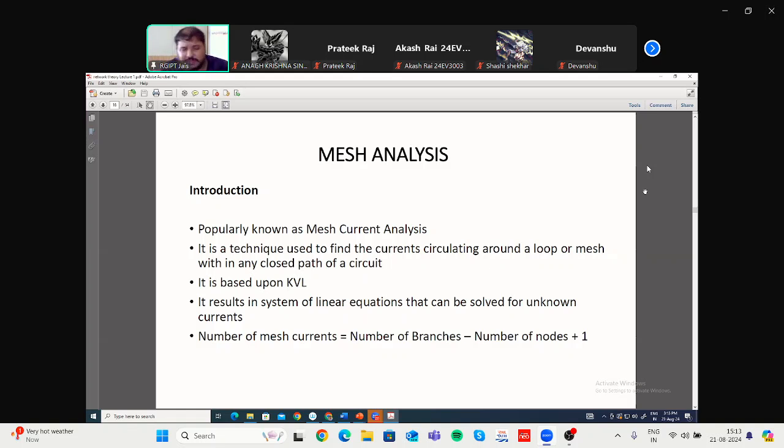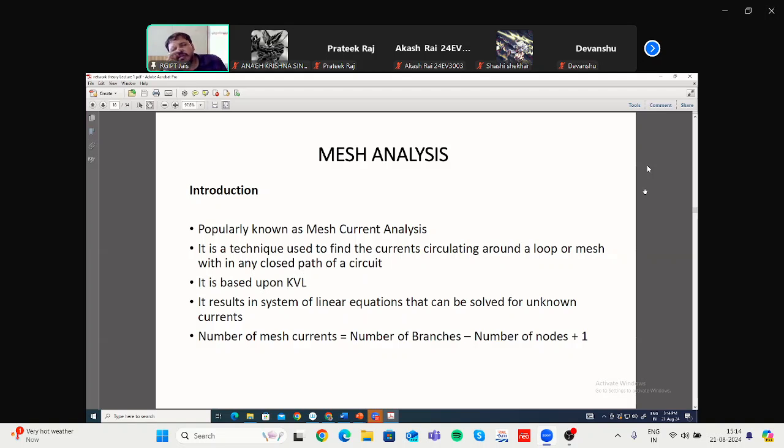Now, what is a mesh? Before mesh analysis, you have to know what a mesh is. Previously we learned what a loop is. It's any closed path. But a mesh is also a loop or closed path which does not have any more loops or closed paths inside it. That is the main way of identifying a mesh.